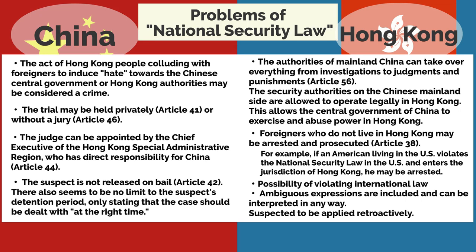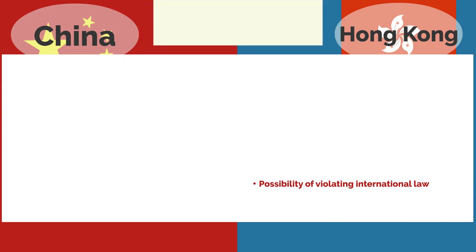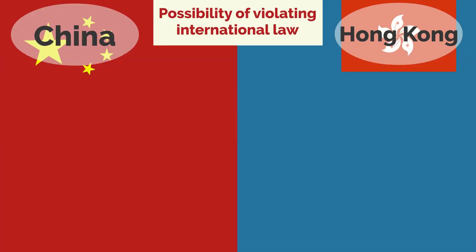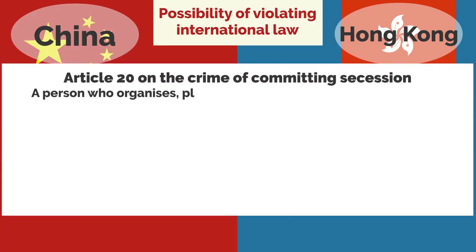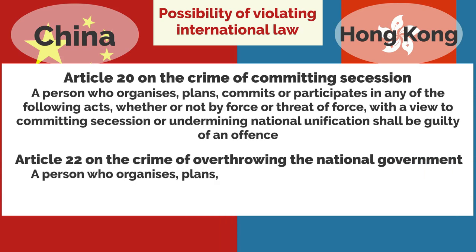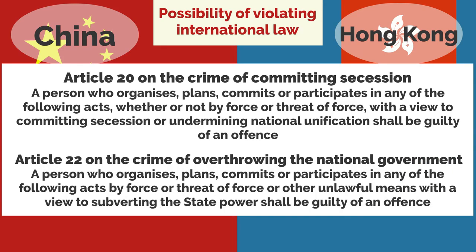The most dangerous of the above problems are possible violation of international law, ambiguous expression, and retroactive application. First of all, I would like to talk about the possibility of violating international law. Suspected violations of international law are Article 20 on the crime of committing secession and Article 22 on the crime of overthrowing the national government.